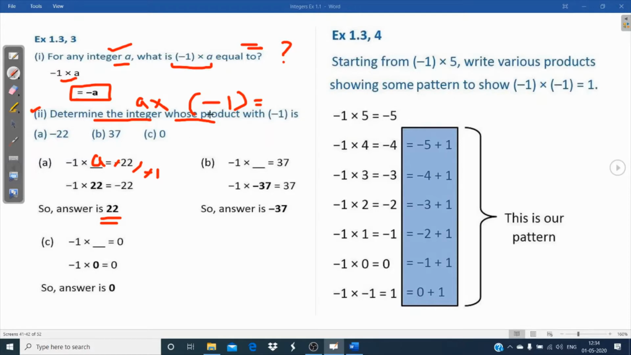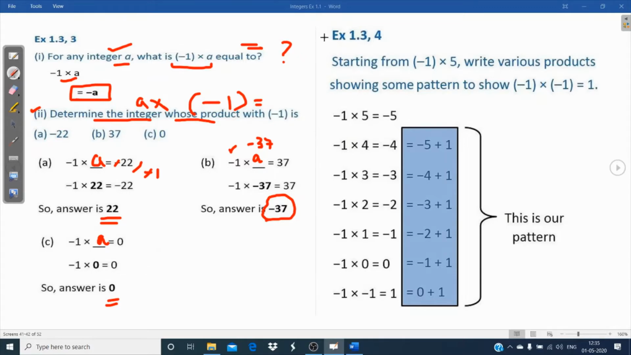Similarly in part B, again minus 1 is multiplied by a particular integer which is equal to 37. So you can do it in this way also, student. Now you need plus 37. Already a minus is there. So what you will do? You will multiply by minus 37. So when you multiply by minus 37, this minus minus will become plus, and 37 ones are 37. So the answer is minus 37. Similarly, again minus 1 is multiplied by a particular integer, let's suppose a, then the final answer should be equal to 0. So minus 1 should be multiplied by 0. So 0 into 1, 0.